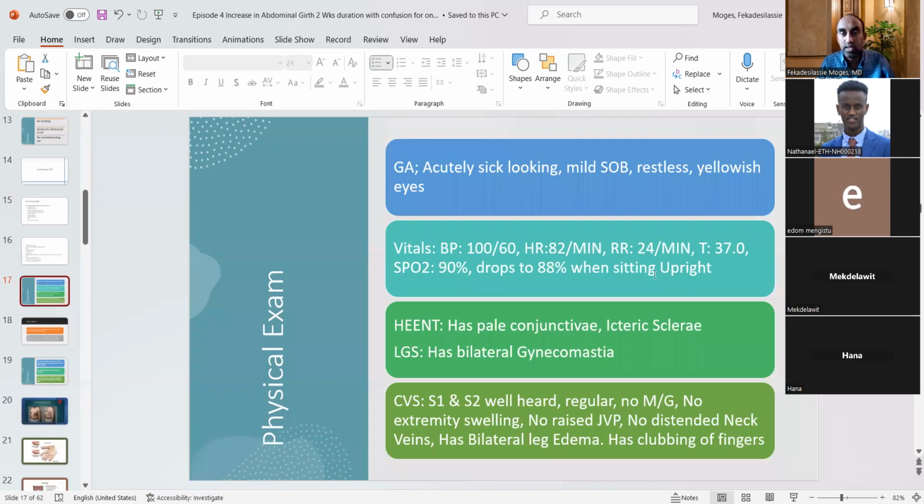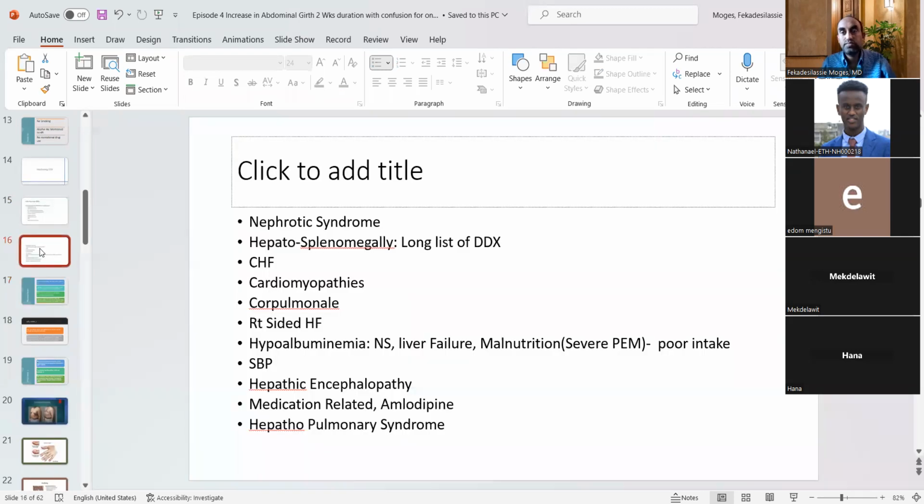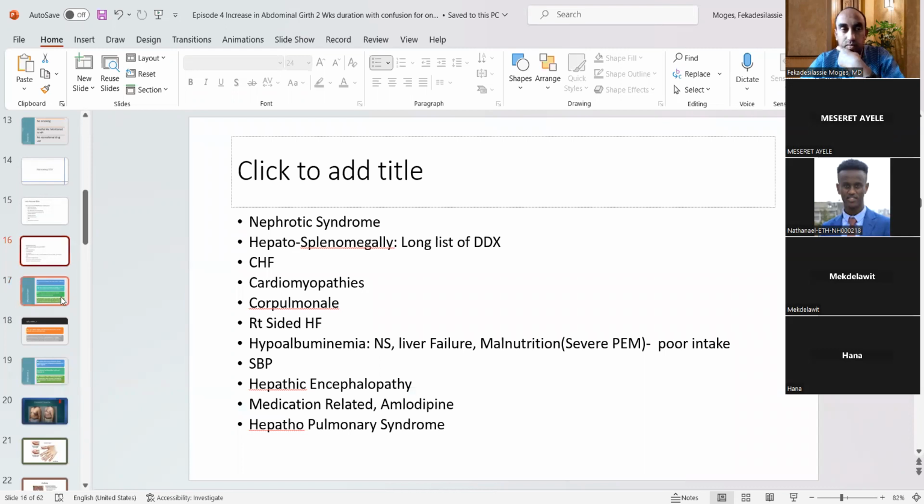So you see these things I told you. Then what is the next investigation? Physical examination. After the vital signs, which system or part of the body do you examine? HENT. So what do you look for in the HENT?